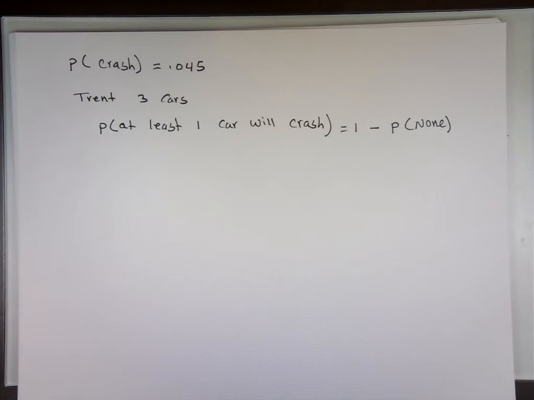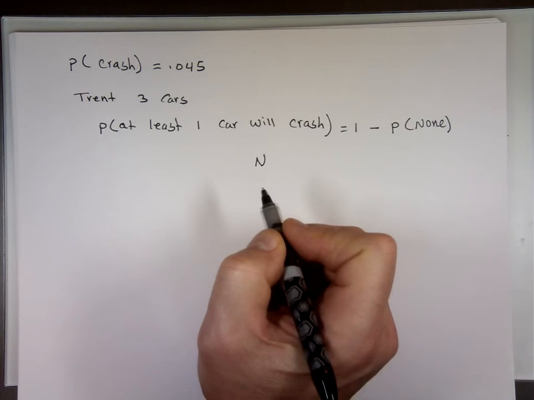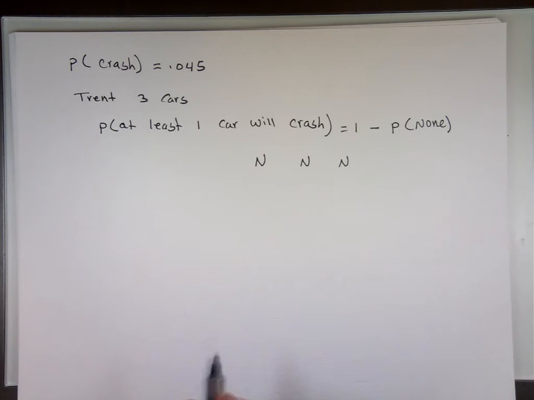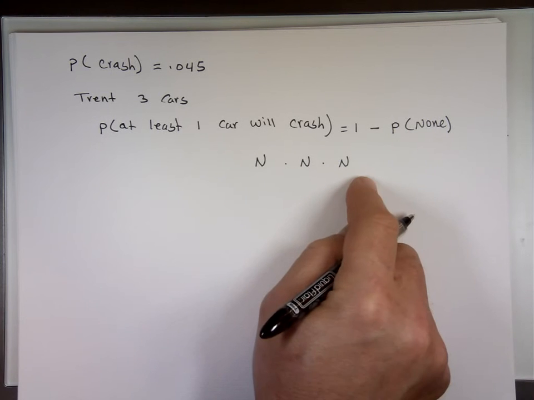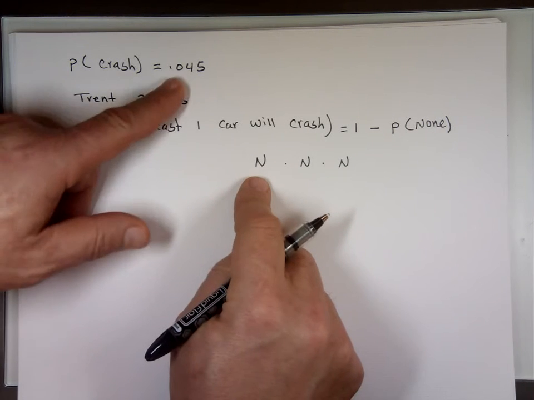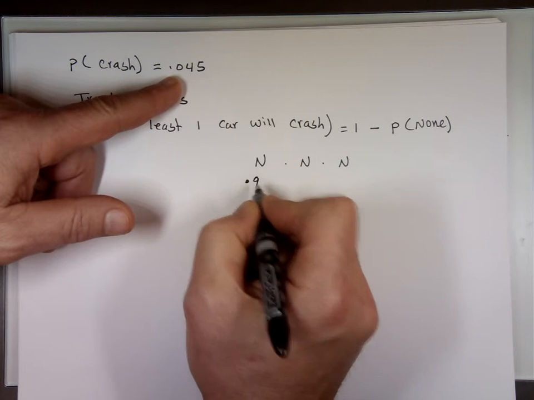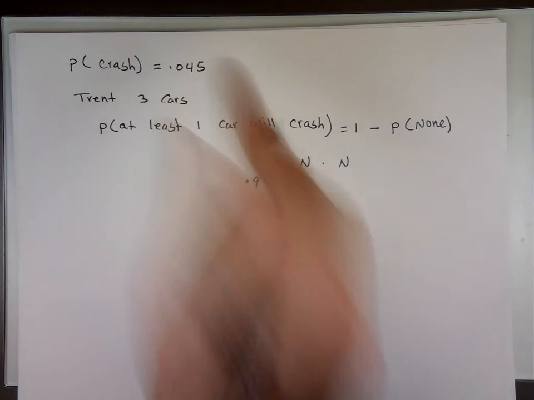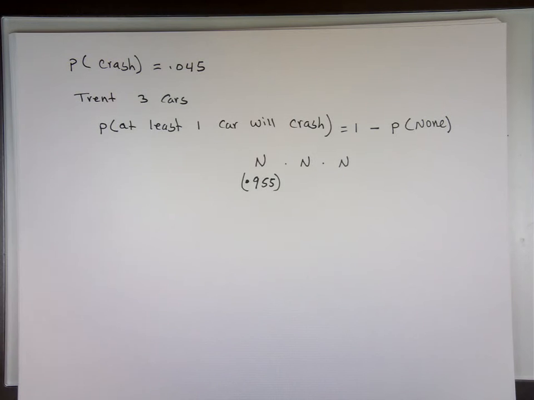So that means Trent is not going to crash the car, Mom is not going to crash the car, Dad is not going to crash the car. This and that one. So what's the chance of that happening? None. So for Trent not to crash his car, he has a chance of what? 0.955. 1 minus that number. Yes. Because if there's a 4.5% chance he'll crash, there's a 95.5% chance he will not crash the car.